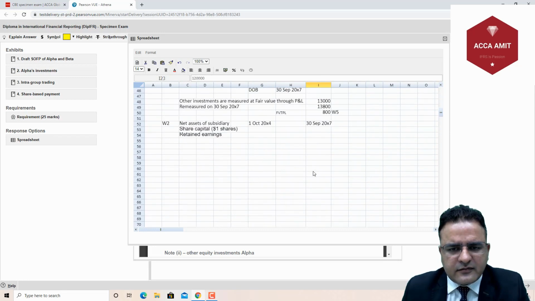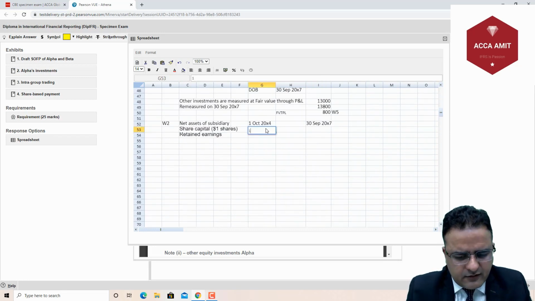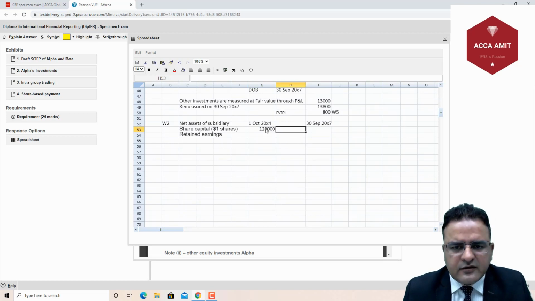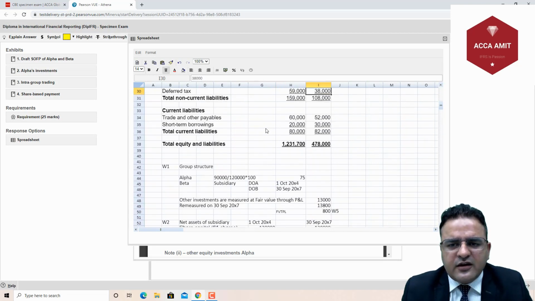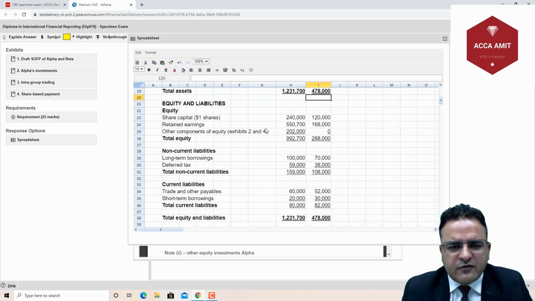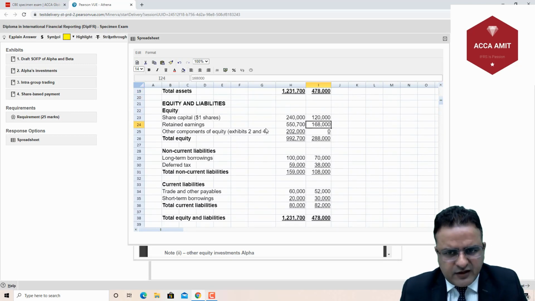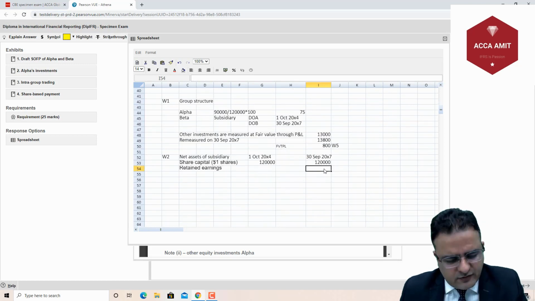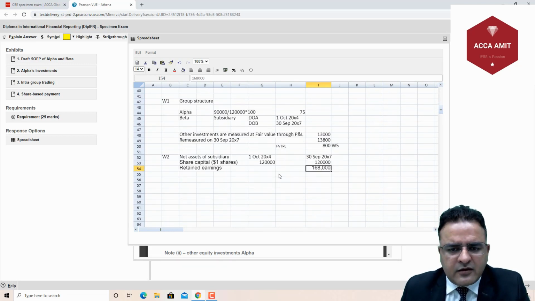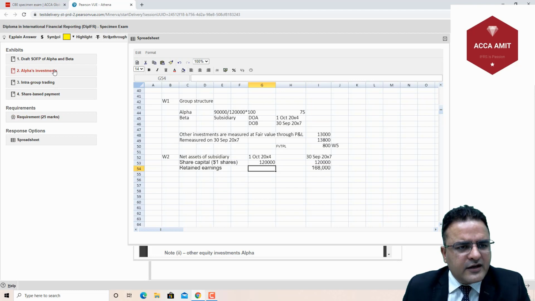So share capital on the date of acquisition is 1,20,000, which is the same on the date of balance sheet, 1,20,000. The date of balance sheet figure of retained earnings is to be picked from here. Retained earnings are standing at 1,68,000 on the date of reporting. How much is the value on date of acquisition, which we'll get from?